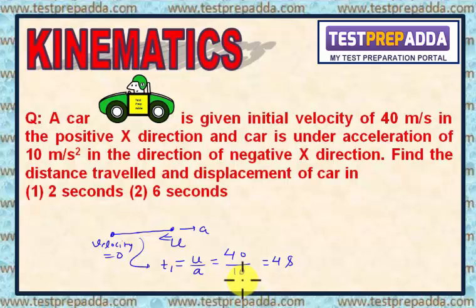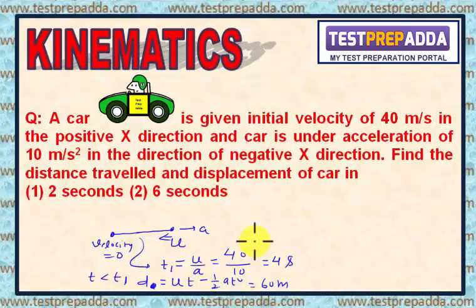Now, in the first question, you can see 2 seconds. First part of the question, 2 seconds. So, 2 seconds, that is given time, is less than t1. Means question talks about this motion only. So, D can be found using formula ut minus half at square, and substitute the values t as 2 seconds, u as 40, and a as 10, and again t as 2. You will get answer as 60 meter.